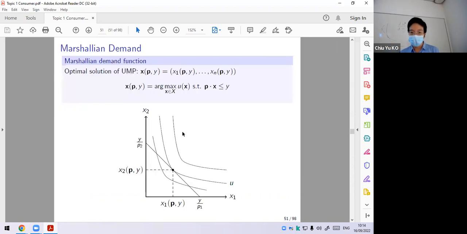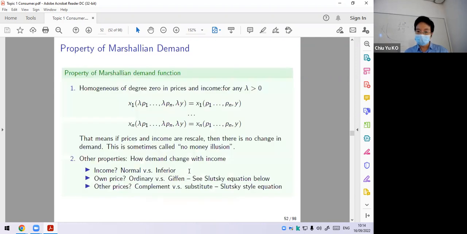Okay, so after this, we have a Marshallian demand, right? Marshallian demand is what you get when you solve this optimal solution, and this point will be the demand function. Okay, and once we have this demand function, we stop at this line.